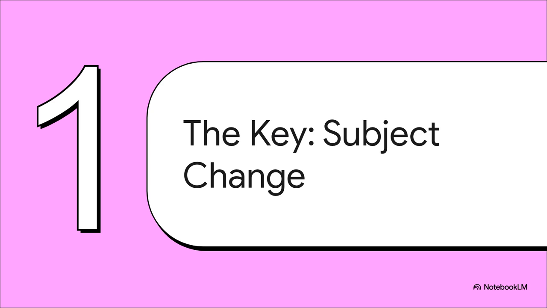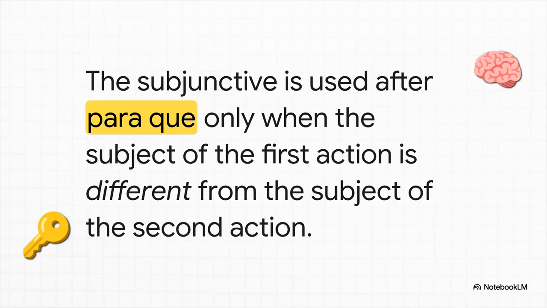And the big secret? It's all about who is doing the action. So here's the golden rule, the main event. You only need to use the subjunctive after para qué when the person doing the first action is different from the person doing the second action. That's it. If the subject changes, the verb switches into the subjunctive. That is the entire secret.